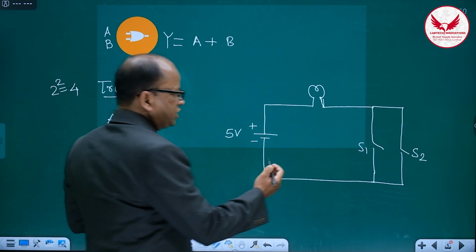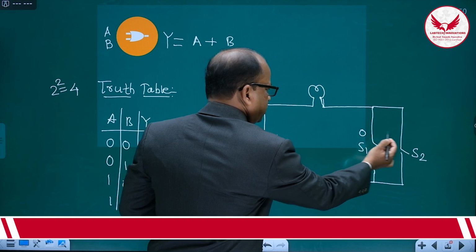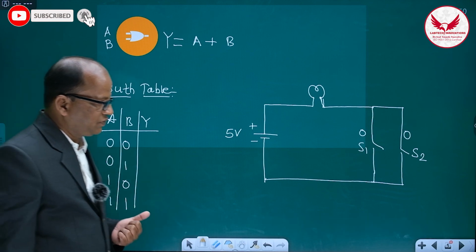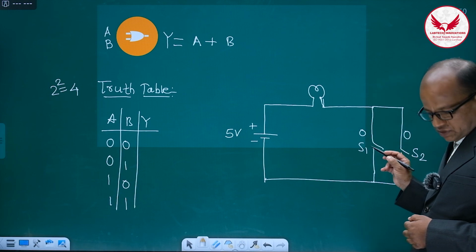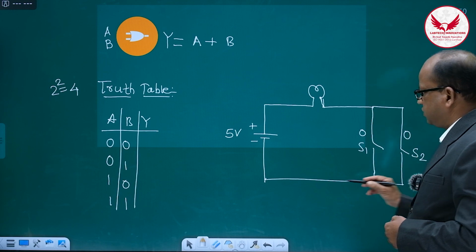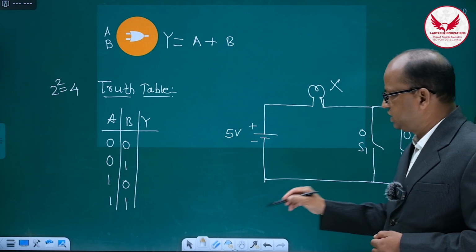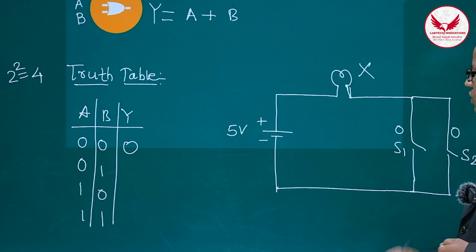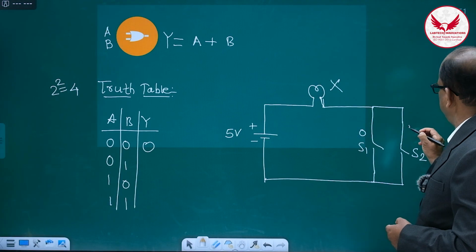If we apply the first combination of this truth table, that is 0 0, here 0, here 0, what will be the result? Both the switches, that is S1 and S2, will remain in off state. If both the switches remain in off state, that means there is no path to pass the current from positive terminal to the negative. So this LED will remain off. So the output of this OR gate is 0.